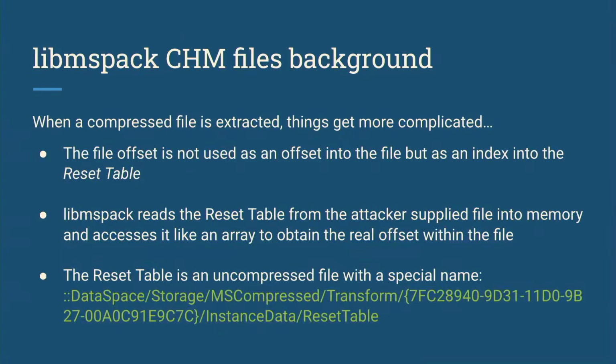Now I want to say that the real logic is a bit more complicated, and there's a good reason for this indirection, and it's related to the compression algorithm. But I don't want to get too much into it because it's not very relevant to the talk or the exploit, and it would make everything more complicated. And the reset table file is just an uncompressed file with a special file name, which you can see here. I'm not going to read it out loud, but it just reverses the linked list and looks for that.